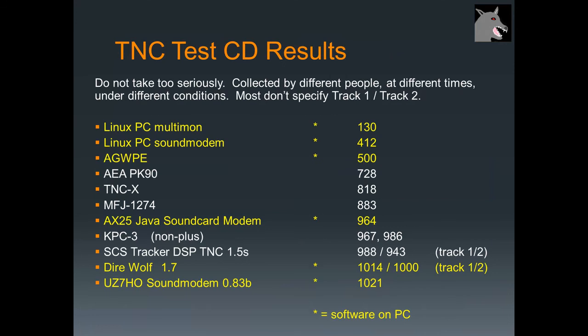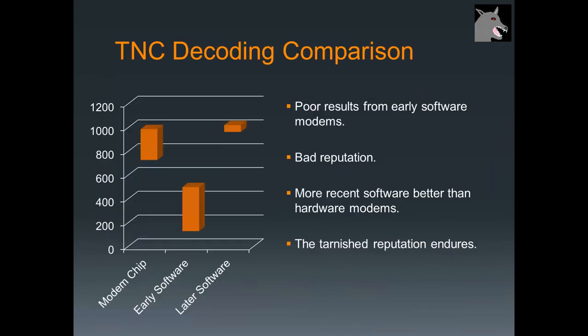So what we see here is the ones in yellow are software TNCs, and the white ones are the more traditional TNCs with modem chips. And there's a pattern here which becomes clearer when we make a little graph. So we see that the modem chips do pretty well, you know, from the 700s to upper 900s packets received. The early software was pretty bad. And so this is where the tarnished reputation came from. And you'll still see articles out there where people say that software TNCs are no good. You need to buy the hardware. That might have been true 20 years ago, but the situation's different now.